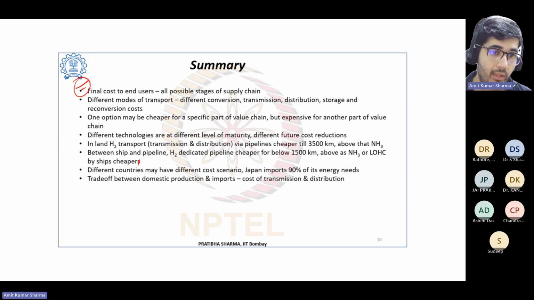Different technologies are available, but they are at different maturity levels. The cost will reduce if you go for mass scale, but that also depends on the maturity level. For land hydrogen transport, transmission and distribution via pipeline is cheaper up to 3,500 kilometers. Above that, ammonia is cheaper. Between ship and pipeline, a dedicated H2 pipeline is cheaper below 1,500 kilometers; above that, NH3 or LOHC by ships is cheaper.